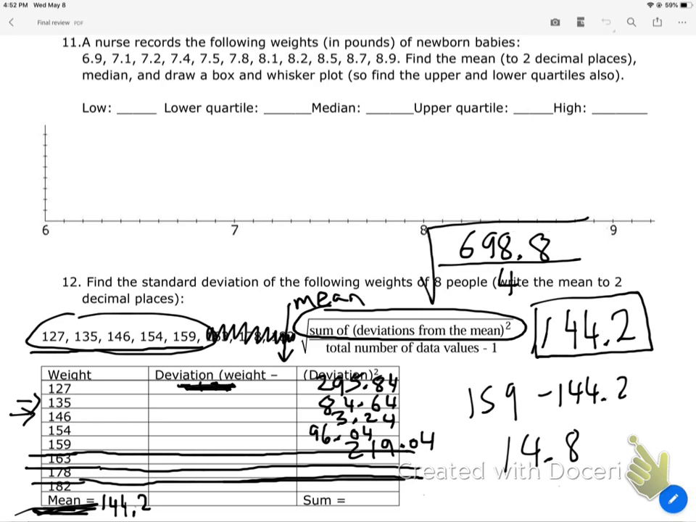I've got to square root everything after, but first of all, let's divide 698.8 by 4, equals, okay, I get 174.7. If I square root that, I get 13.22. So the standard deviation is 13.22. There you go.